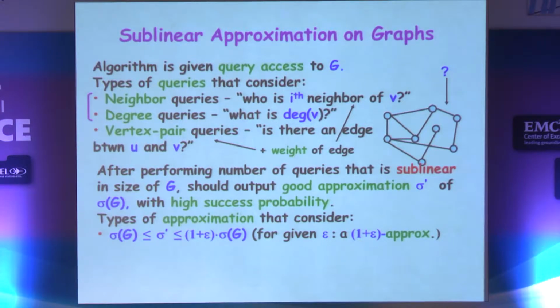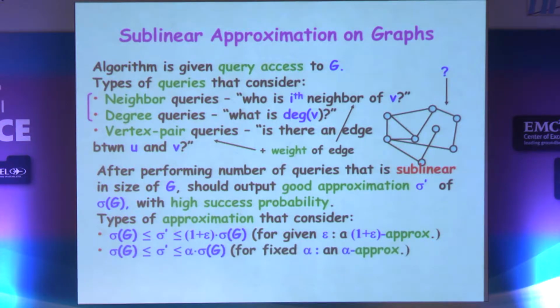So the algorithm gets epsilon as a parameter, and it outputs a 1 plus epsilon approximation. Now, sometimes this won't be possible, and we'll allow it. There will be a fixed alpha, let's say 2, for example, and you want an alpha approximation, or maybe just slightly more than alpha plus something small.